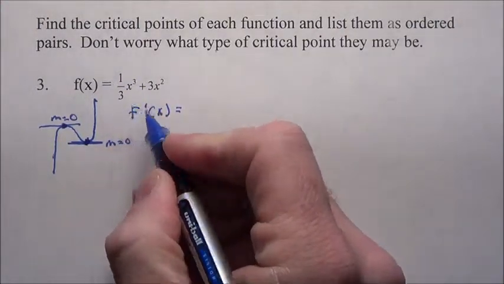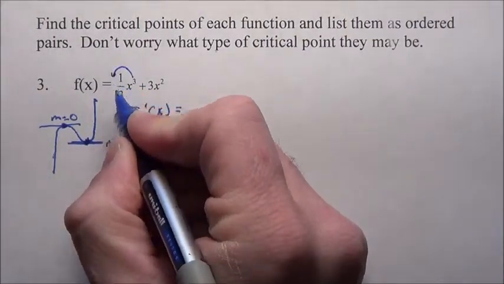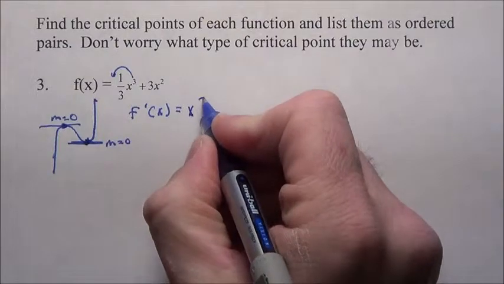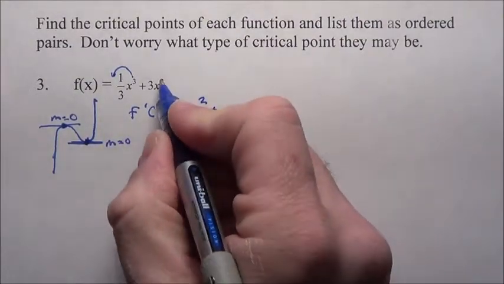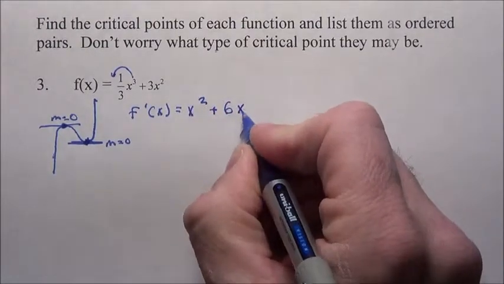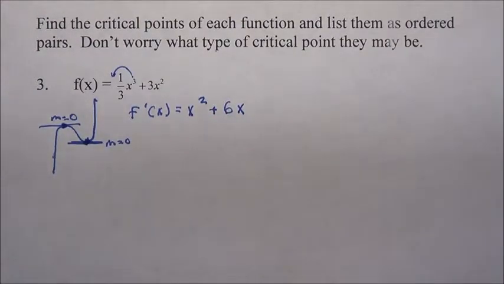3 comes down. Now when you drop the 3 down here, you're going to have 3 times a third. You notice that a third of 3 is just 1. It's gone. That gives you x squared. Plus, the 2 comes down. 2 times 3 is 6. The exponent goes down 1. There we go. x squared plus 6x.